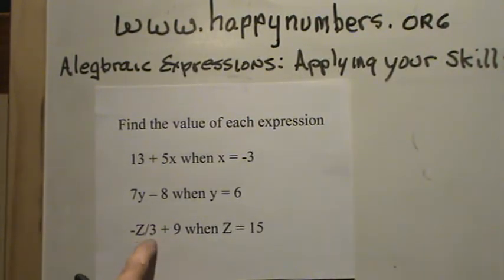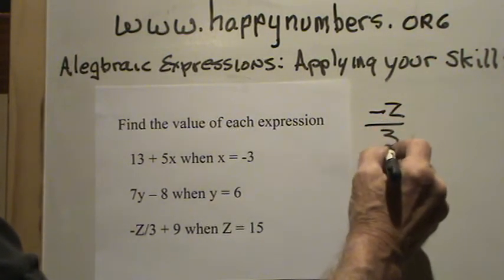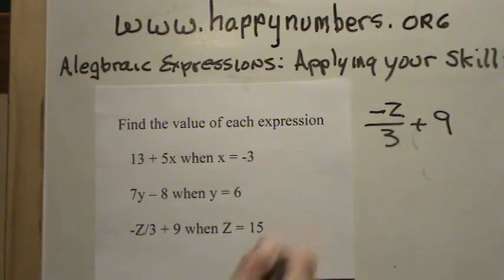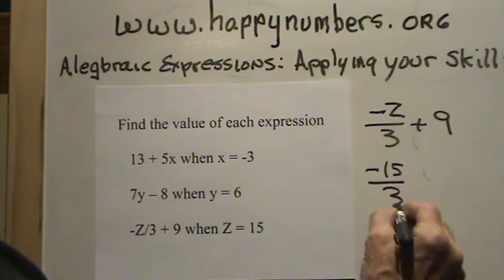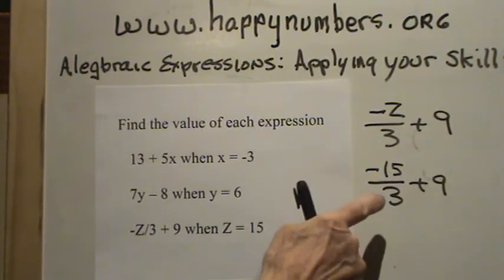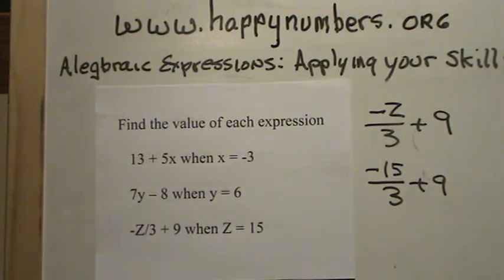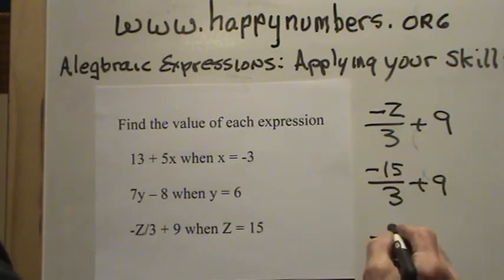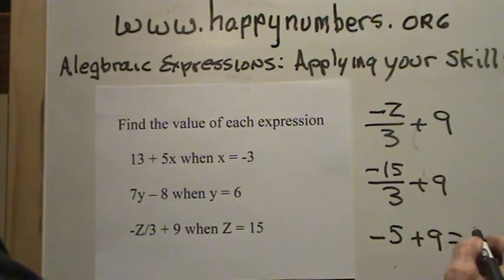Negative z divided by 3 plus 9 when z is 15. Okay, so I'm going to substitute, so it's negative 15 divided by 3 plus 9. Well, a positive divided into a negative I know is going to give me a negative. So my answer is going to be negative, and 3 goes into 15, so 5 times. So it's negative 5 plus 9, which equals positive 4.